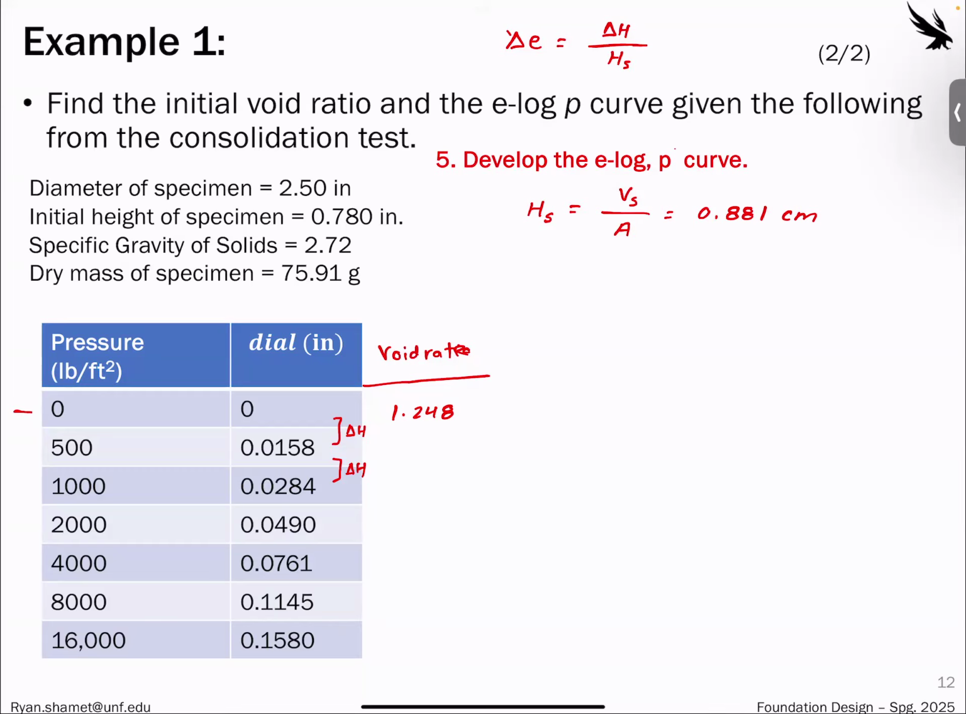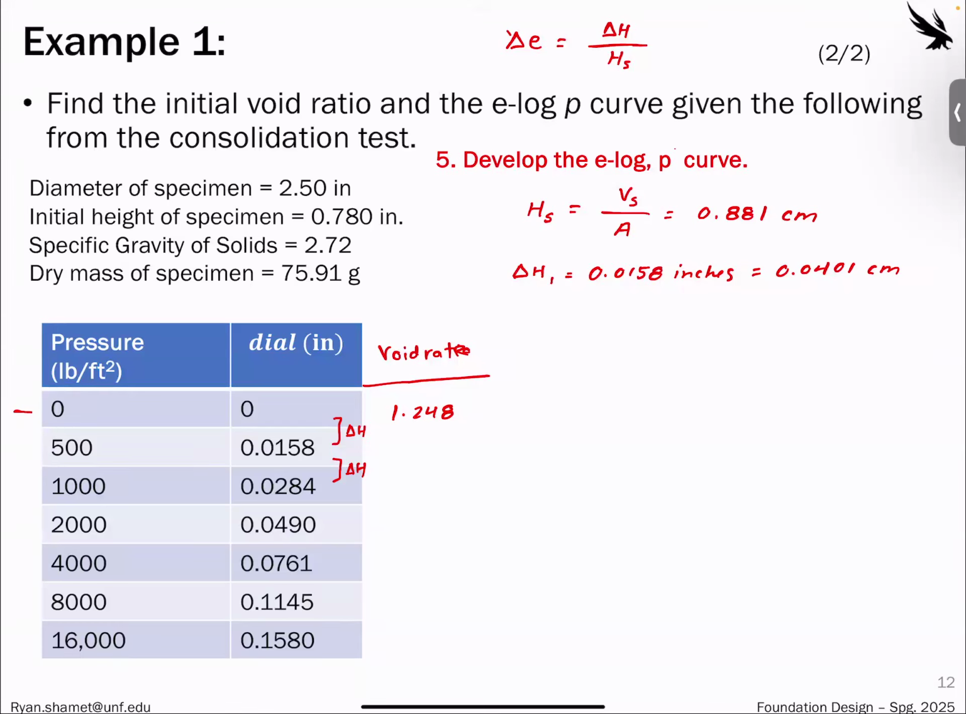And so the change in height here, even though it's in inches, you'd have to calculate it. So for this first one, change in height 1 is going to be equal to 0.0158 inches, which is equal to 0.0401 centimeters. So it's a stupid example in the fact that they use different units, but it's important to make sure you're switching around accordingly. So this is the initial change in height.